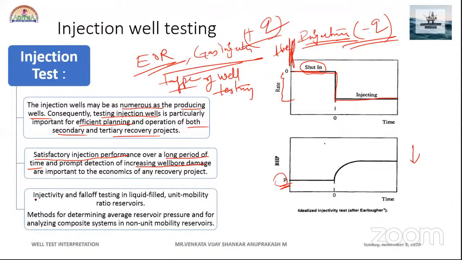Next, injectivity and falloff testing in a liquid field. Here we have two cases: one with a mobility ratio equal to 1 or near 1, and the other non-unity, less than 1. In the case of unity, we can go with this. But in the non-unity case, we have two different models.